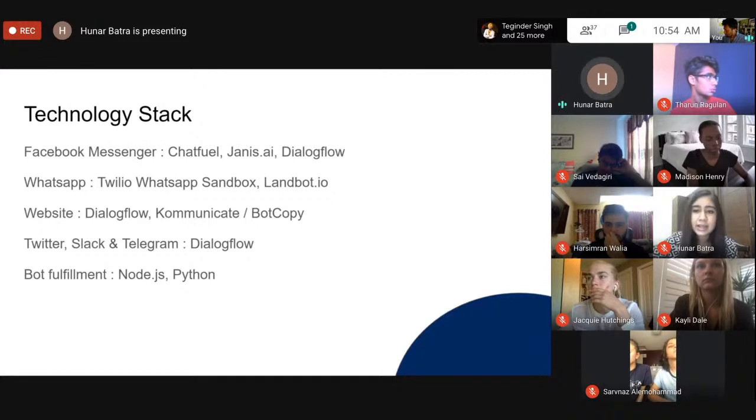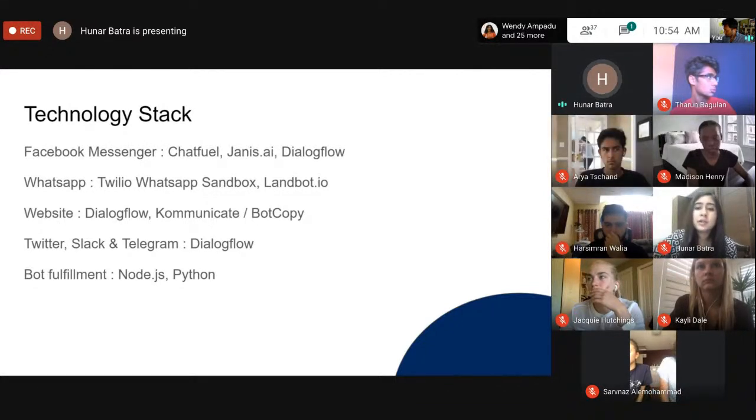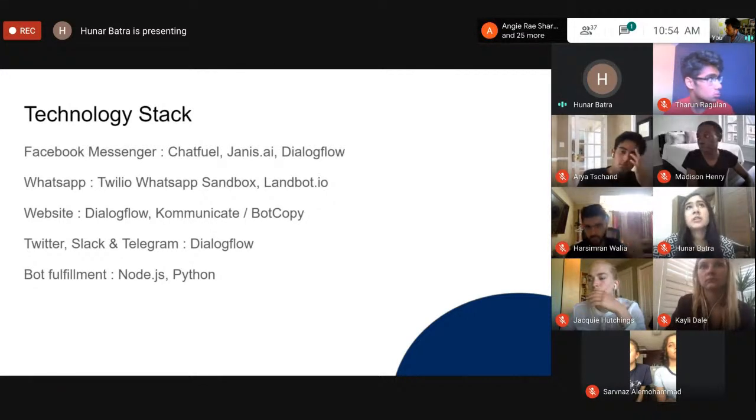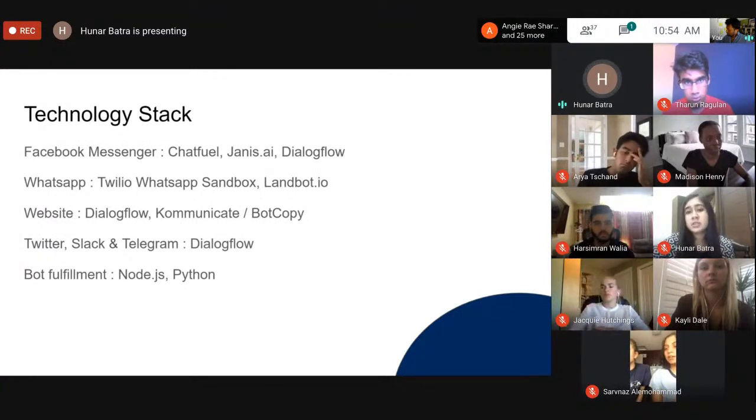For Twitter, Slack, and Telegram bots, again, we use the same thing. For bot fulfillment, the main two programming languages that are used are Node.js and Python. So basically, you use bot fulfillment to create a webhook for your chatbot. You can even create a chatbot on Dialogflow with zero coding.